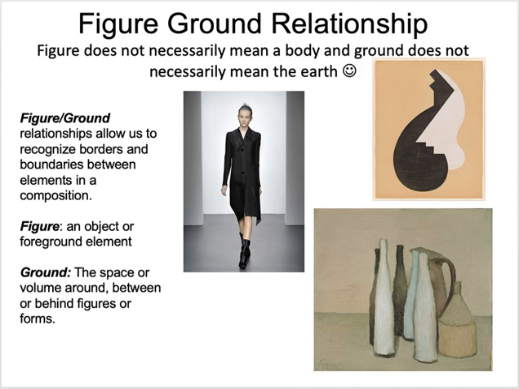And figure does not necessarily mean a body, and ground does not necessarily mean the earth. Of course, you could make a drawing where those are the figure and the ground in a figure-ground relationship, but a lot of times it can be even something more abstract than that, right? The figure is the object or foregrounded element, not necessarily all in the foreground. And the ground is the space or the volume around, between, or behind those forms. So you can see how it can relate to this idea of positive and negative space. And like I said, it could just be a figure, right, walking down a catwalk. It could also be something really abstract. This still is the figure, and this kind of beige space behind is the ground.